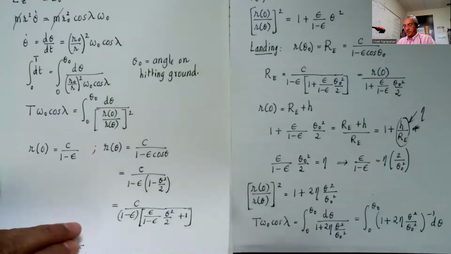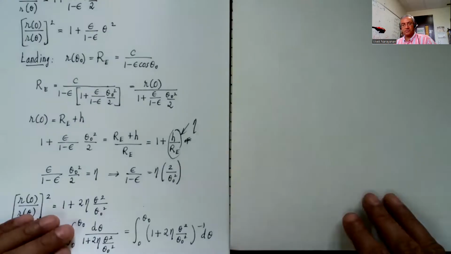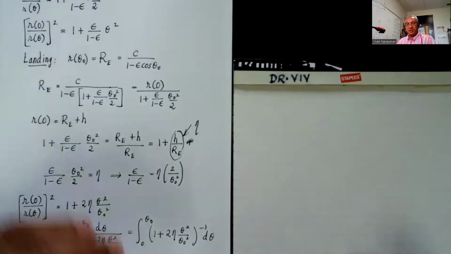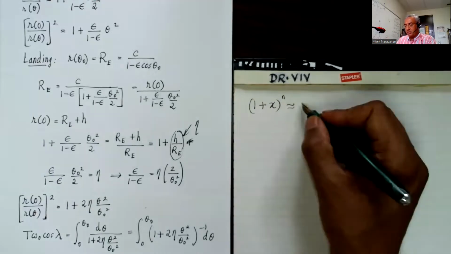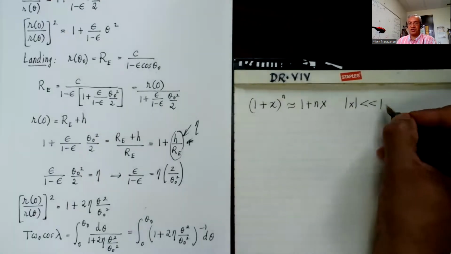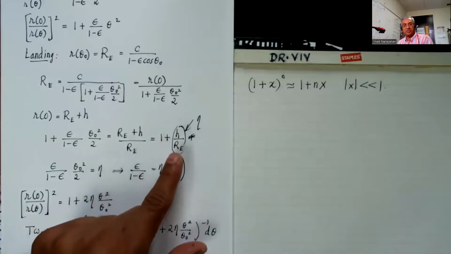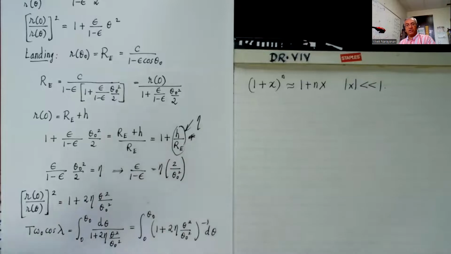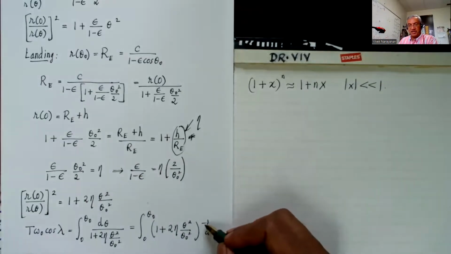And now I can use the binomial theorem approximation right here. The binomial theorem approximation, recall, says that 1 plus x to the power n is approximately 1 plus nx, whatever n is, as long as absolute value of x is much less than 1. That is abundantly satisfied in this equation, because not only is eta much less than 1, since h is much smaller than the radius of the Earth, but theta is also really small. So it's a double whammy small quantity. So it's abundantly satisfied. And so I get n is -1 in this case.